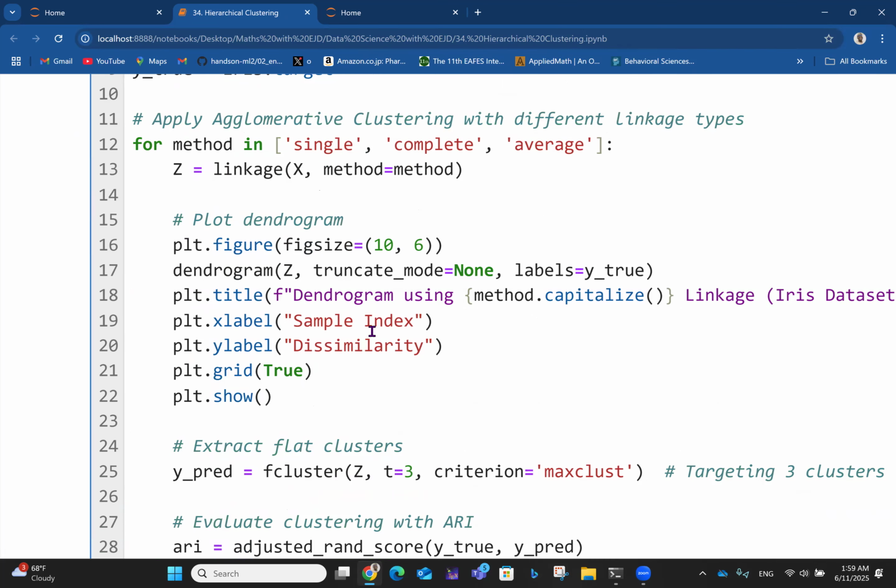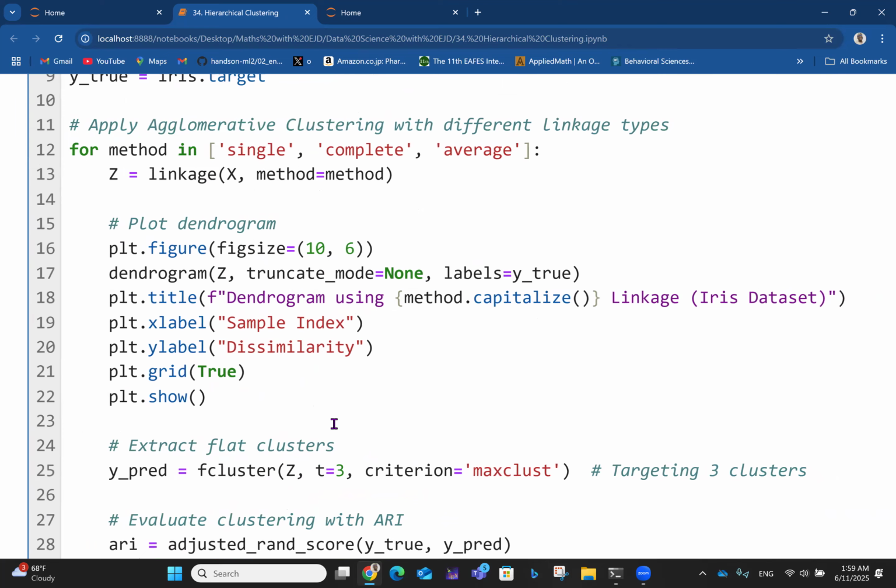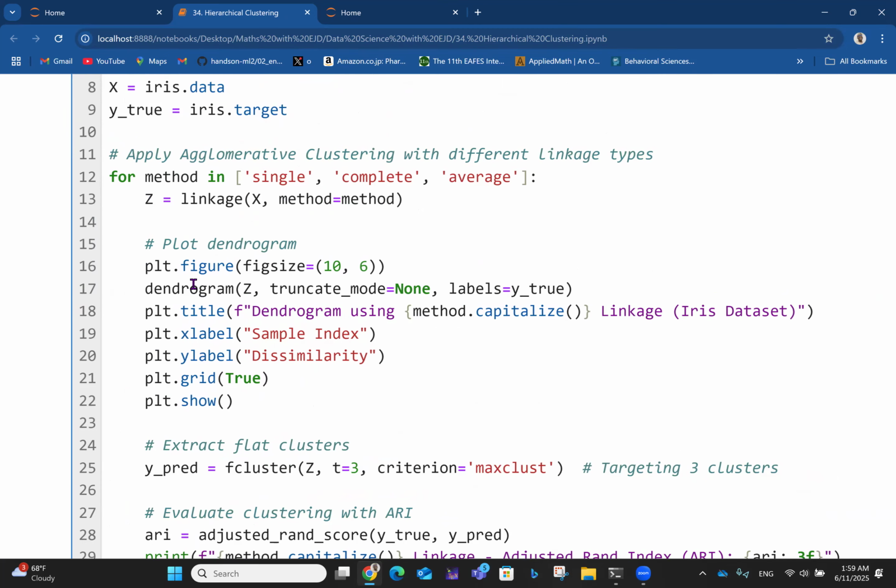So for method in single linkage, complete linkage, or average linkage, it says Z equals linkage(X, method=method). So you're going to run across all this. Then plot the dendrogram here. So you have dendrogram Z, truncate_mode is None, labels is y_true. Okay, this is why we need the y_true now, the target. Then you have the dendrogram using whatever method is chosen, so we're going to have a dendrogram for single linkage, complete linkage, and average linkage. On the x-axis, we have the sample index, while on the y-axis, we have the dissimilarity.